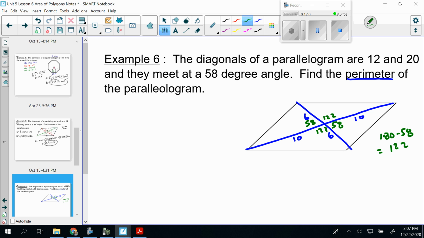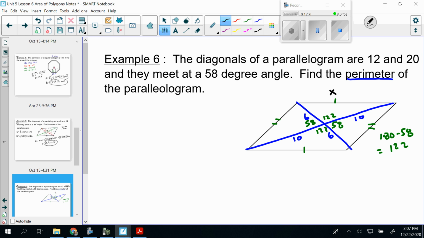But if we want to find perimeter, that is the distance around the outside. We do know that whatever this length is, these two are also the same. So if we can find both of them, we can get it. Here, instead of using one of those area ones, it looks like we're going to have to use law of cosines to get that. So we want to do one of these missing sides. Let's just find this one first.